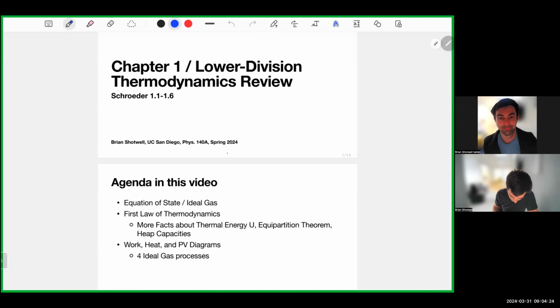Okay, so the main points here are PV equals nRT, the first law of thermodynamics, which is conservation of energy, and then some particular processes that you should be familiar with, what those words mean and what they look like on a PV diagram. So those are the main topics for today.